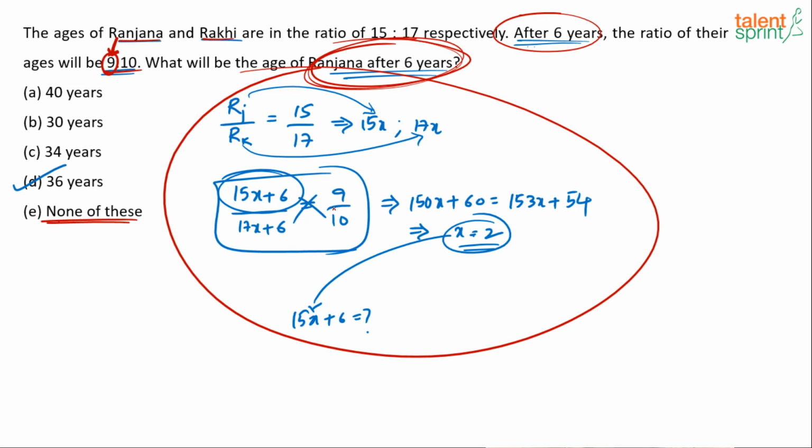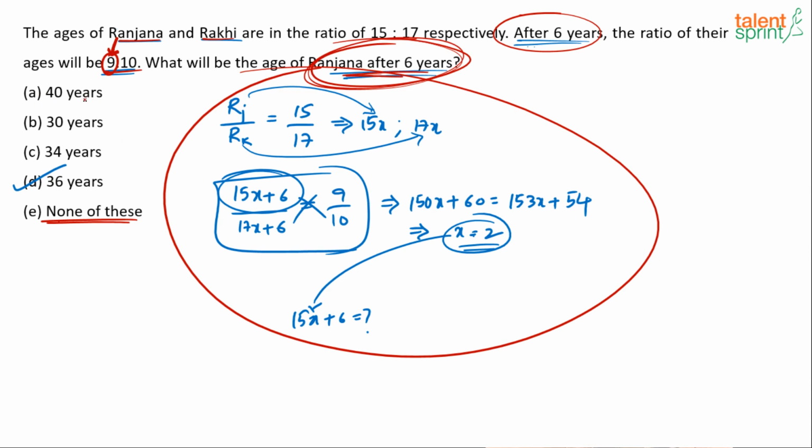If I have to look at this ratio, it is 9y by 10y, right? 15x plus 6 divided by 17x plus 6. Ranjana's age after 6 years, Rakhi's age after 6 years, 9:10. So I know that Ranjana's age after 6 years has to be a multiple of 9. Look at the options. He's asking us to find out the same thing, right? Ranjana's age after 6 years.